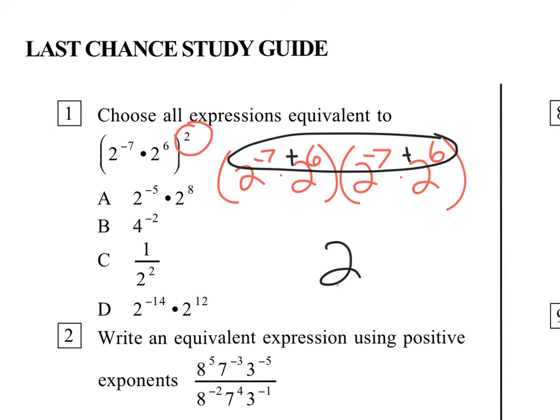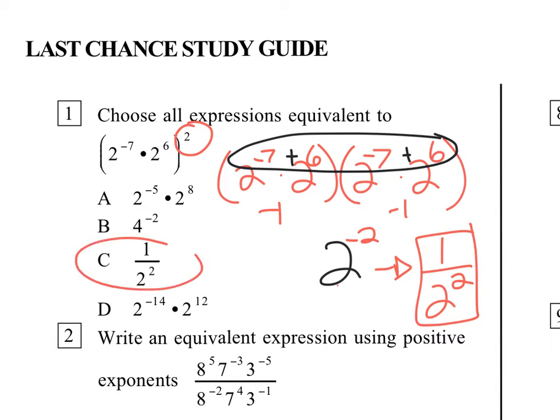From there, you're going to add negative 7 plus 6, negative 7 plus 6, and you're going to add both those up. You're going to get negative 1 here, negative 1 there. You add those two together, you get negative 2. You cannot leave it a negative. You have to put 1 over 2 squared. Final answer. But it says choose all that apply.